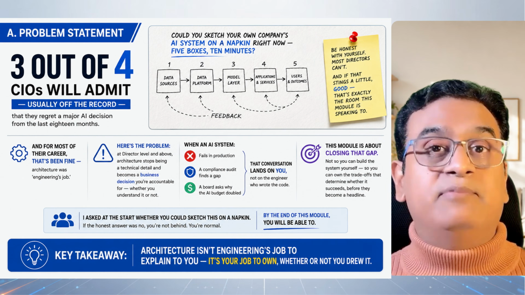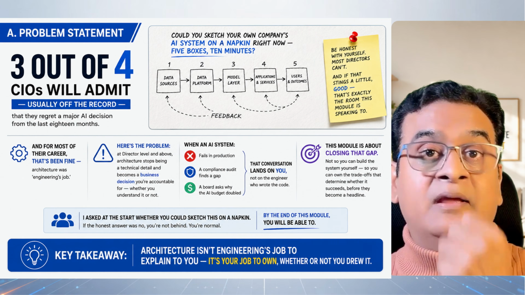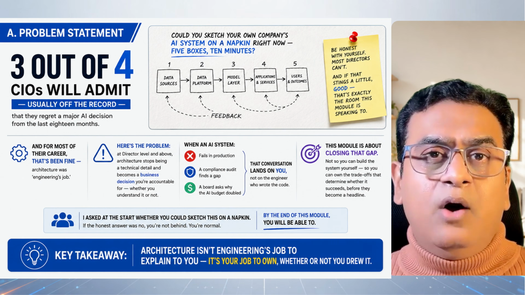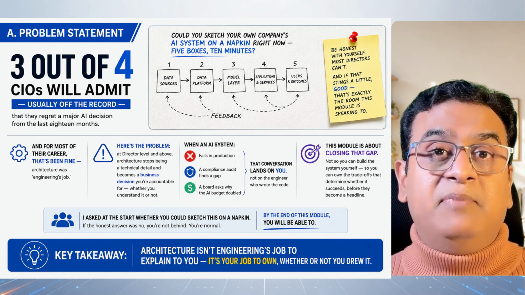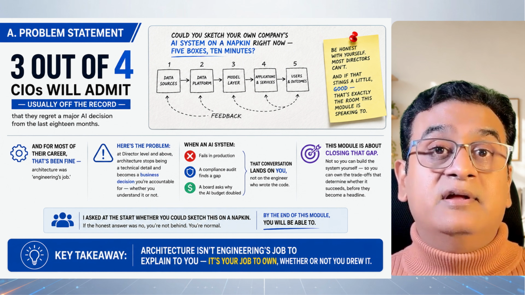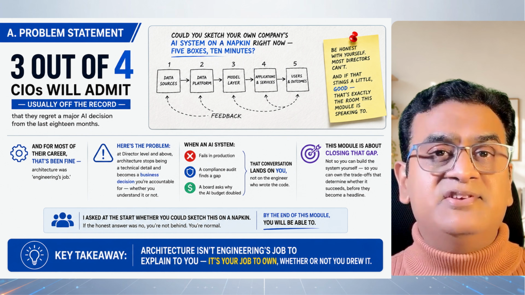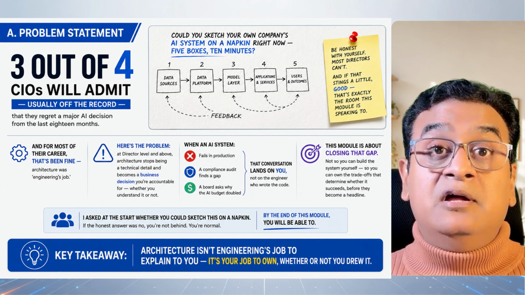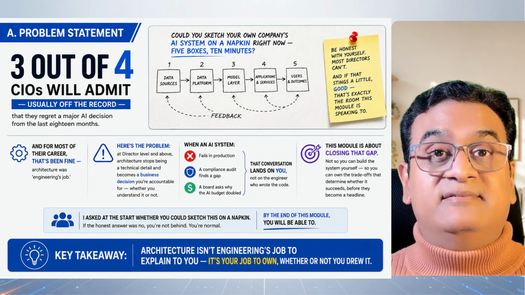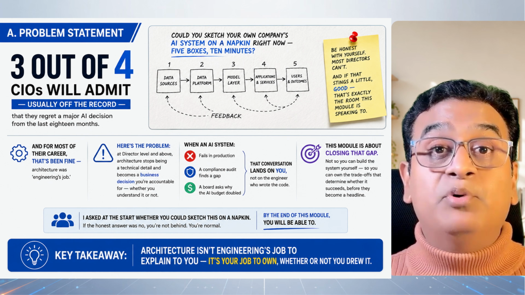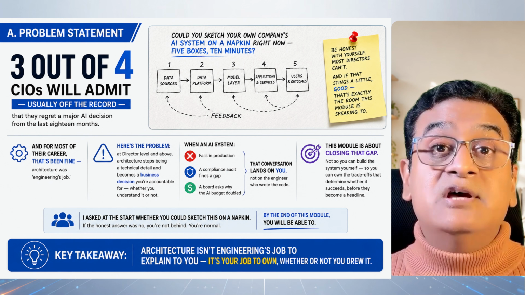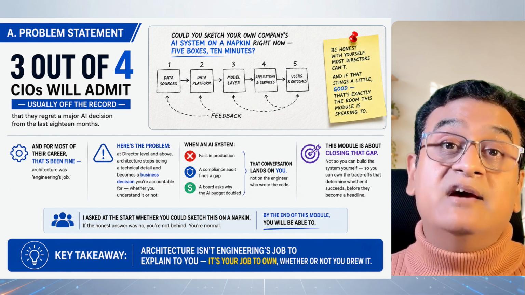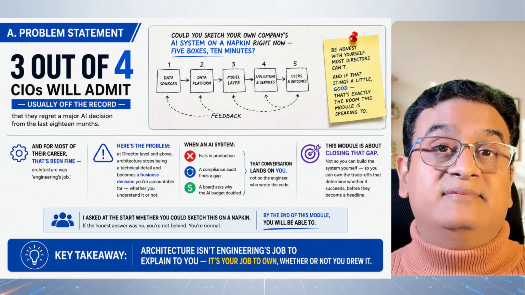Now, let's start with the problem statement. Three out of four CIOs will admit, usually off the record, that they regret a major AI decision from the last 18 months. Not the model, the architecture around it. The part nobody put on a slide because nobody thought it was theirs to own.